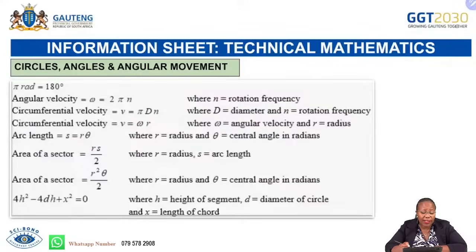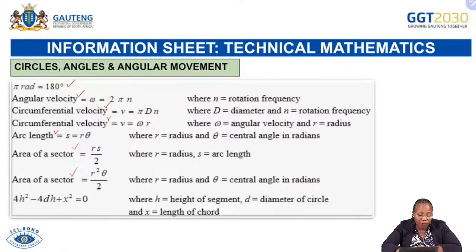And then with circles, angles, and angular movement, we have these formulas. Grade 12, you'll also find them on your formula sheet. I've already talked about radians because you also have radians on circles, angles, and angular movement. And then we have the angular velocity formula, the circumference velocity formula, 2 of them. And then the arc length formula, the angle of a sector, we have 2 of them.